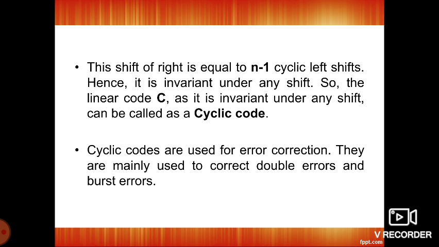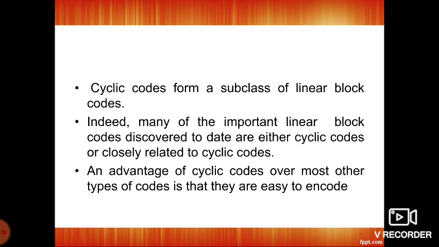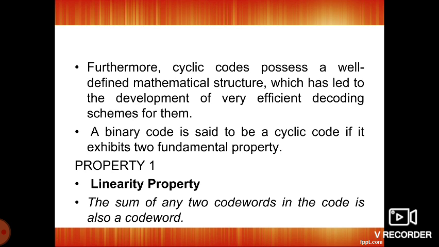The definition of cyclic codes: a linear block code is said to be a cyclic code if every cyclic shift of a code vector produces another code vector. Cyclic codes form subclasses of linear block codes, and the advantage is that these codes are the most widely used and are very easy to encode. They possess a well-defined mathematical structure because polynomials are used here, which has led to the development of very efficient decoding schemes.